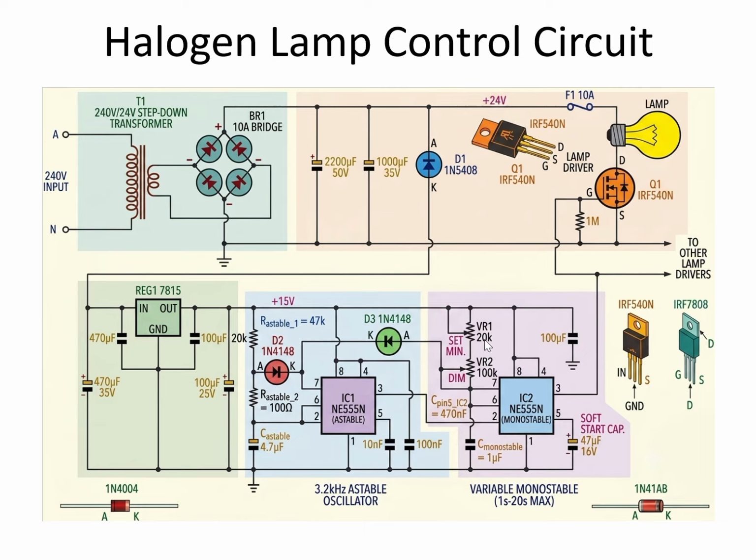VR1 is meant for minimum brightness adjustment, and the other one is for maximum dimming adjustment. Changing these resistance values changes the on time of the MOSFET. How? The output of the 555 IC timer is given to the gate of this MOSFET. How does the MOSFET transistor work? Whenever the gate supply is given to the MOSFET, it gets turned on. Whenever there is no gate pulse, it is in the turned off condition.